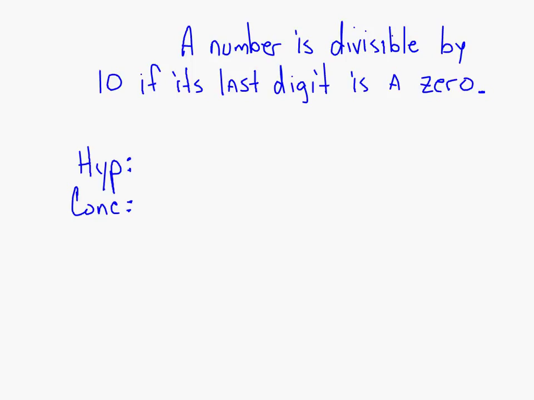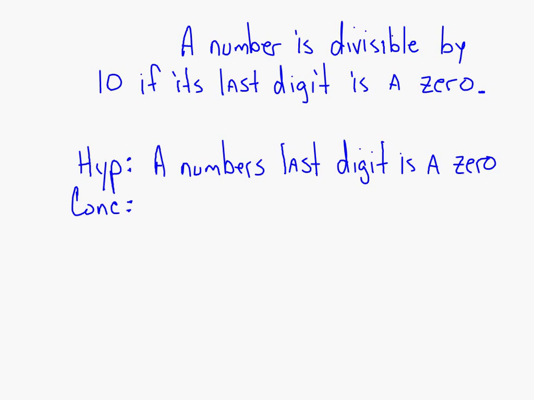So in this case, what is the hypothesis? A number's last digit is a 0. Yes. Good. What about the conclusion? It is divisible by 10.